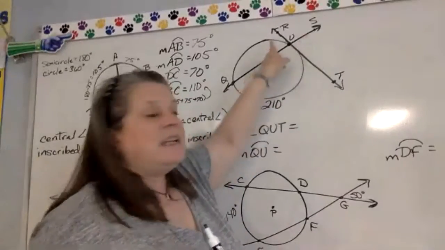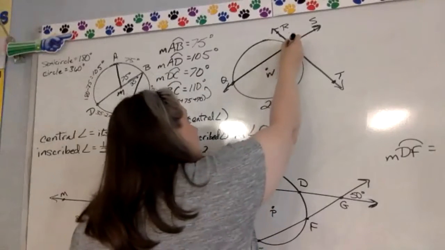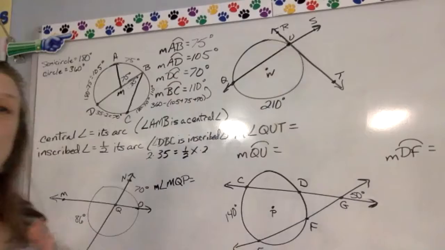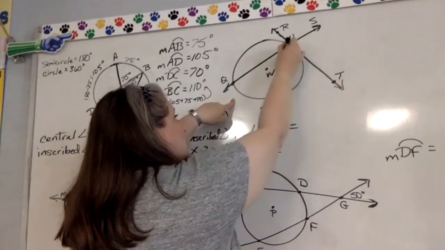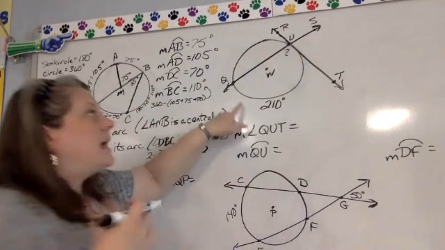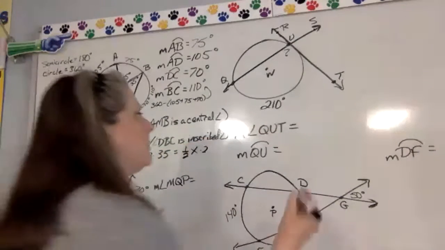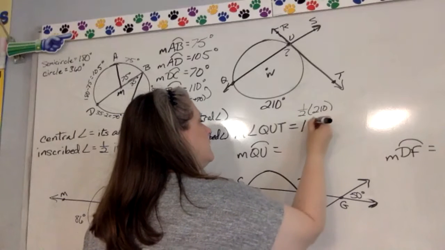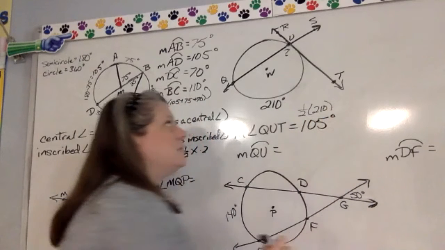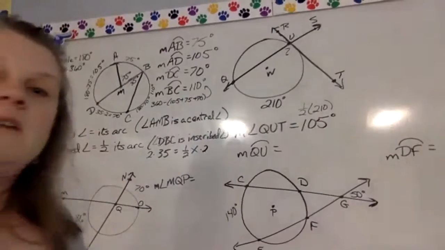But it's a secant and a tangent that make the inscribed angle. It's still an inscribed angle because the vertex is that point of tangency there on the circle. So if I want to know angle QUT, this angle right here, then that's going to be equal to half its arc because it's still an inscribed angle. So for angle QUT, I'm going to take half of 210 and get 105 degrees for my angle. Because it's still an inscribed angle, it just looks different.